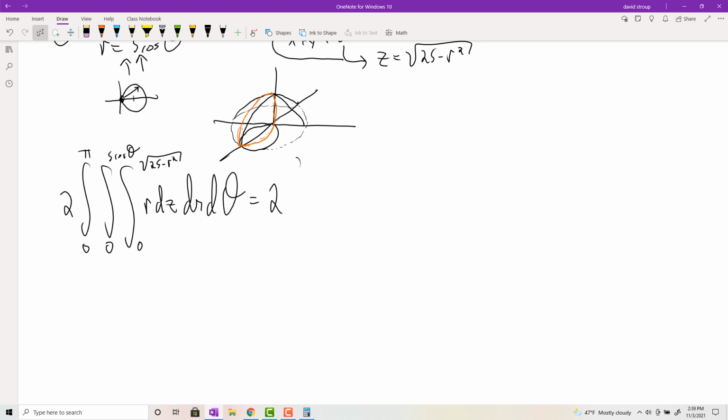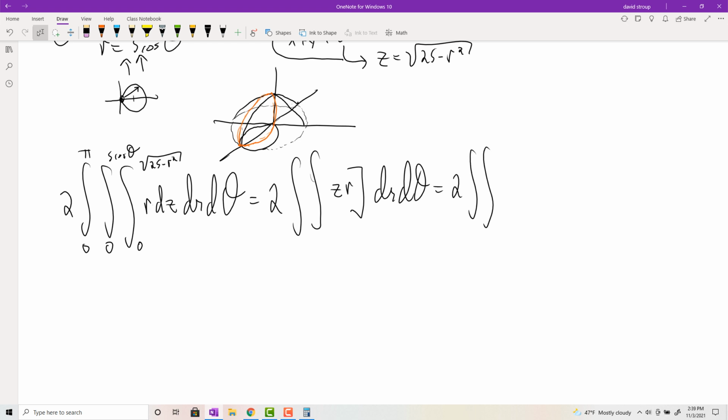So 2 integral zr dr d theta. That will be 2 integral r times the square root of 25 minus r squared dr d theta. You're going to probably have to do a u sub on there, so that's 25 minus r squared, so that would be du is negative 2r dr.